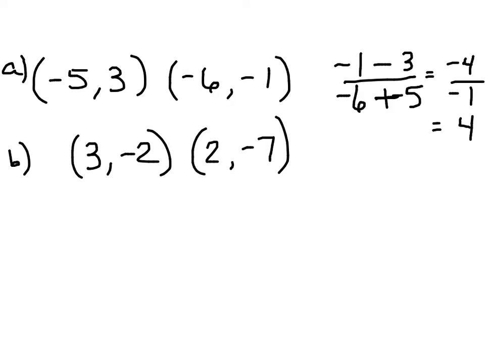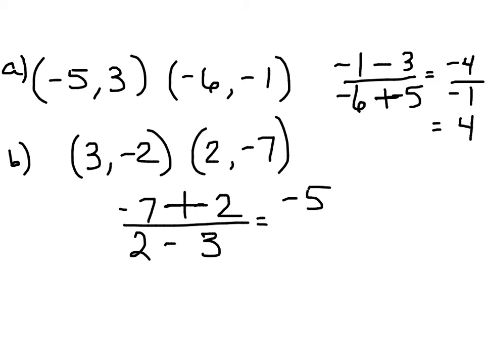What number is in the y2 slot? Negative 7. Negative 7 minus negative 2, two negatives make a positive. On the bottom, what's x2? 2, minus 3. So on the top, what's negative 7 plus 2? Negative 5. And on the bottom, what's 2 minus 3? Negative 1. And two negatives make a positive. Are they the same numbers, yes or no?